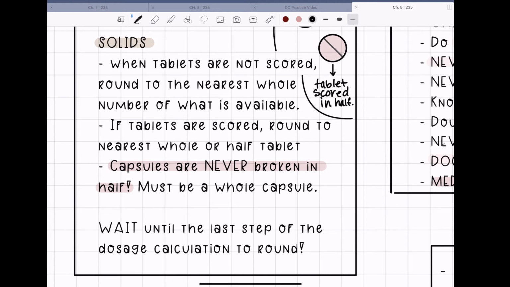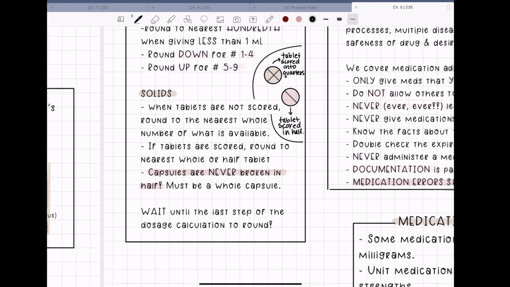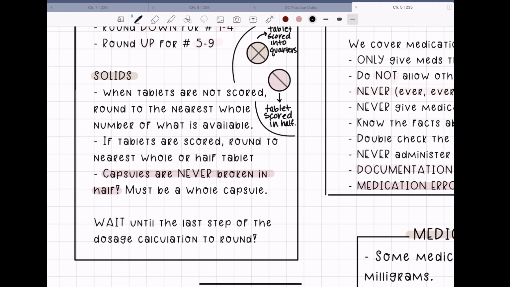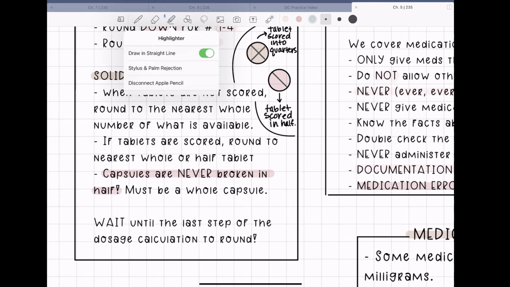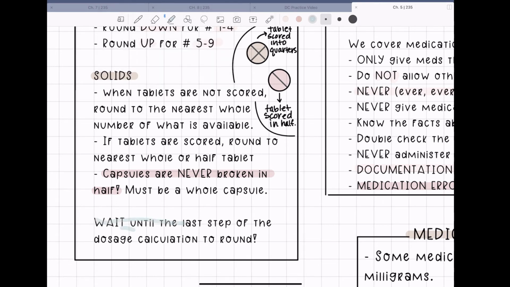But tablets and, what is the other one? There's another one that's scored and I can't think of it at the moment. Anyway, tablets can be broken if they are scored. If they are not scored, they cannot be broken. You always want to wait until the very last step of dosage calculations to round your answer. So make sure you remember that.